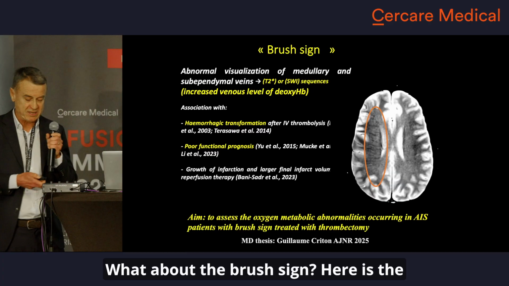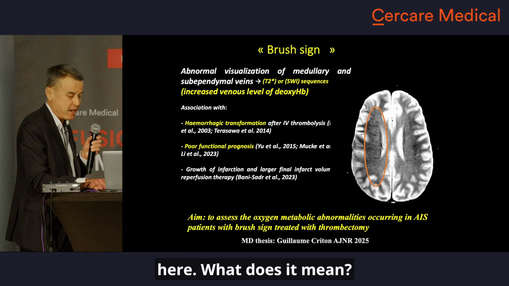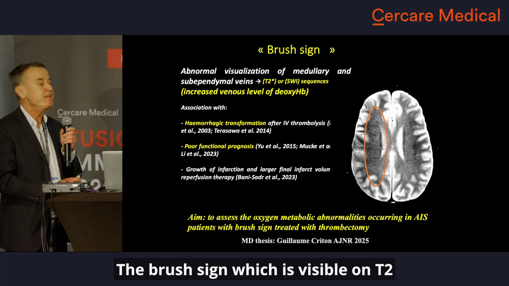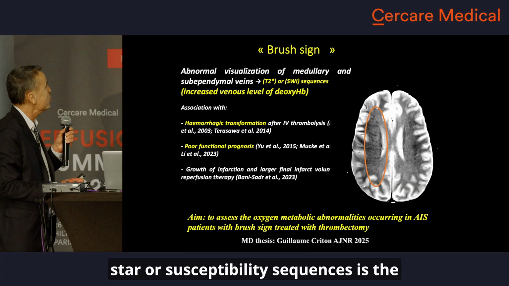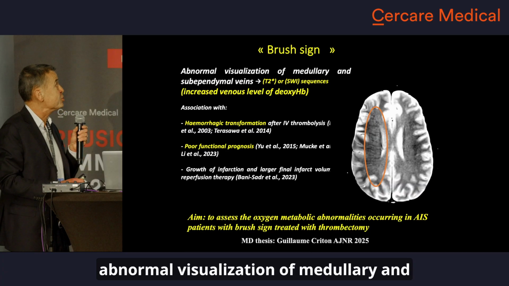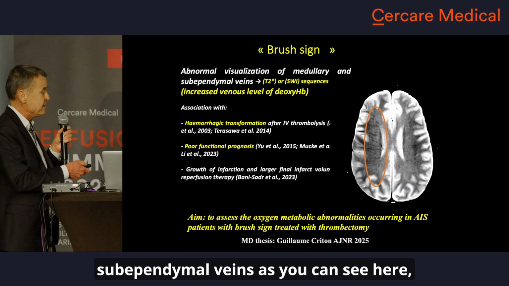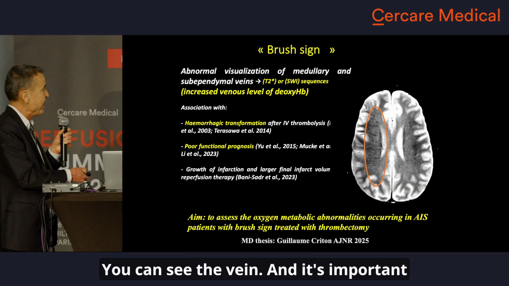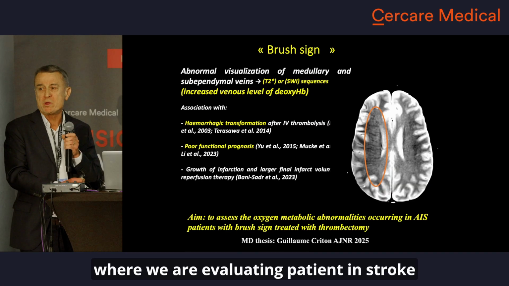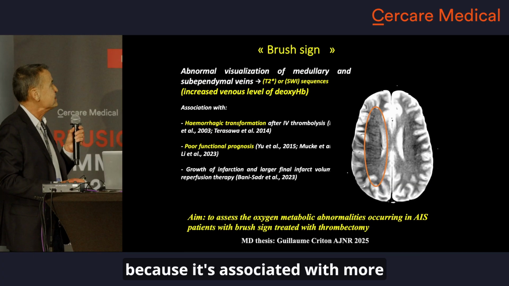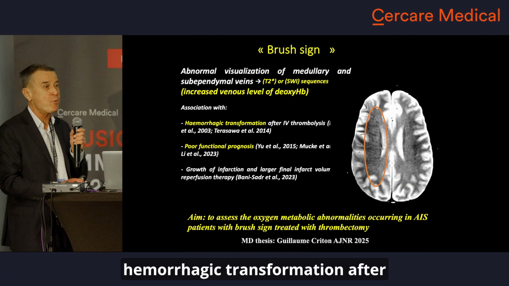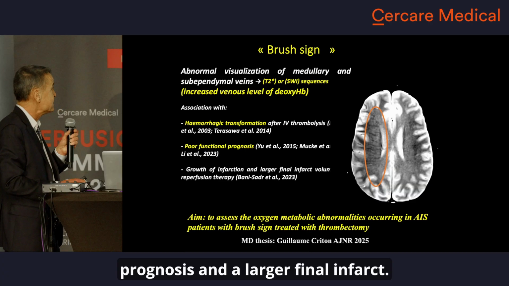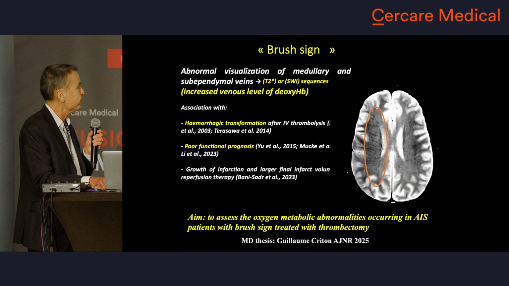What about the brush sign? Here is the brush sign, as you can see here. What does it mean? The brush sign, which is visible on T2 star or susceptibility sequences, is the abnormal visualization of medullary and subependymal veins. As you can see, those small dark structures are the veins. It's important when we are evaluating stroke patients because it's associated with more hemorrhagic transformation after thrombolysis, and also a poor functional prognosis and a larger final infarct.